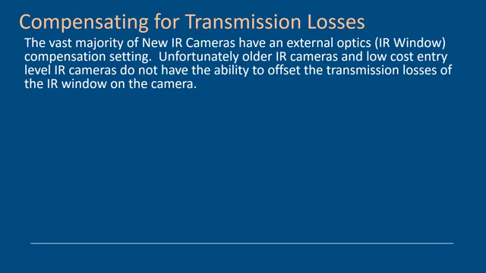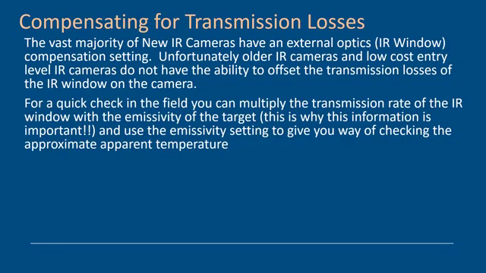So when you're looking at compensating for transmission loss, I would say the vast majority of new infrared cameras have an external optics or IR window compensation setting. Unfortunately, your older cameras or low cost entry cameras do not have the ability to offset for transmission losses using this external optics compensation or infrared window compensation setting. However, for a quick check in the field, you can use the emissivity setting to help you out. You can multiply the transmission rate of the infrared window with the emissivity of the target.